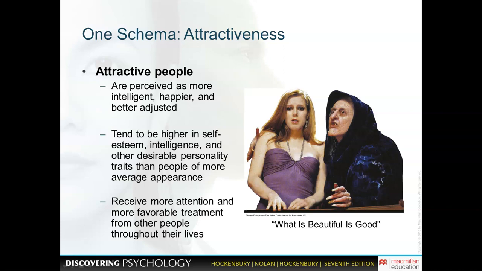Okay, so when it comes to one of those schemas, you might remember I mentioned the term schema a little bit earlier. One of the schemas is attractiveness. So attractive people tend to be perceived as being more intelligent, happier and better adjusted, okay? Also, they tend to be higher in self-esteem, intelligence, and other desirable personality traits than people of more average appearance. And last but not least, attractive people tend to receive a little more attention and more favorable treatment from other people throughout their lives, such as favorable treatment from their parents, teachers, peers and employers.